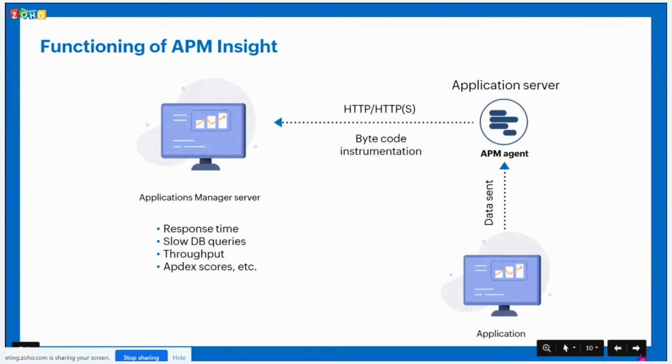Once these configurations are completed, whatever transaction you perform on your application, the data will immediately be sent to the APM agent, and that APM agent will send the data back to your Applications Manager UI using the HTTP or HTTPS protocol. Here we use a technology called bytecode instrumentation to fetch the information from the application server to the APM agent. So this is how the functioning of APM Insight takes place.